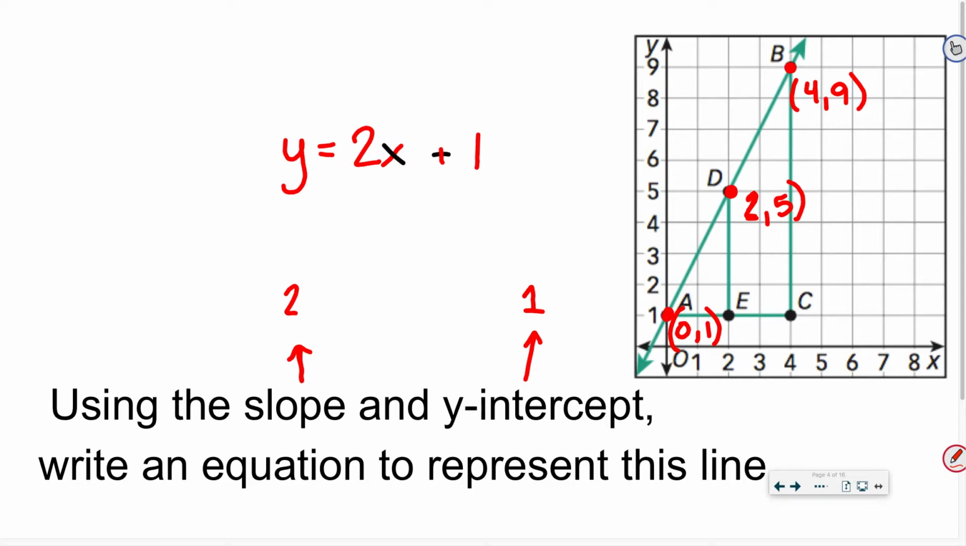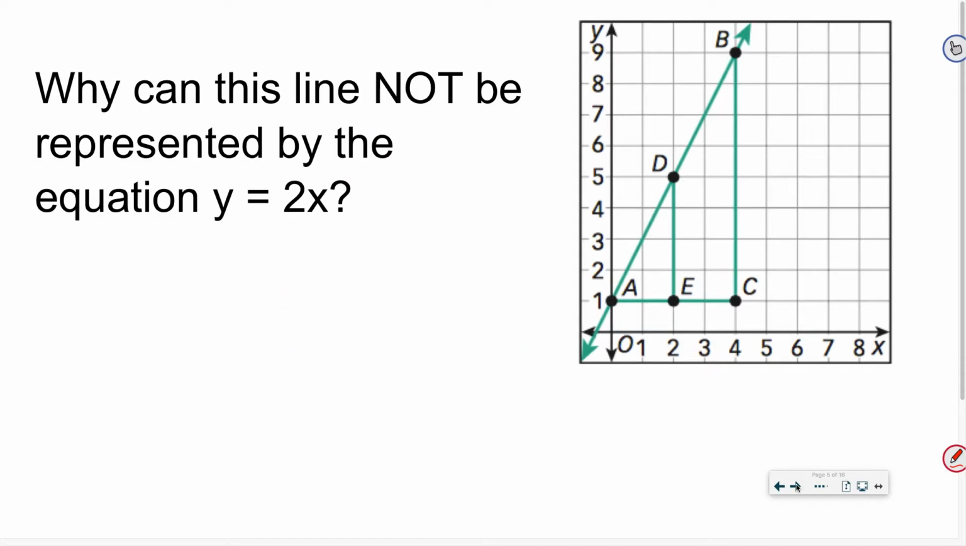We're going to talk about where this comes from, the idea of this equation. Why can this line not be represented by y equals 2x? Because y equals 2x is 1 off. Right? Something's going on with my line.